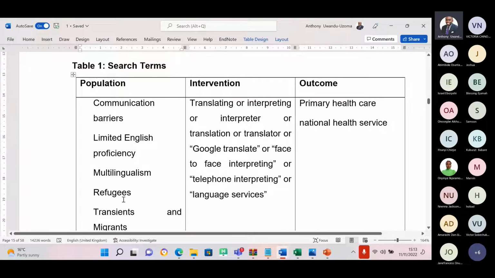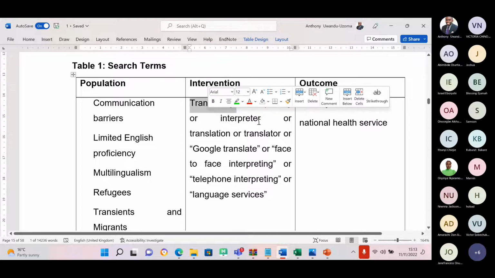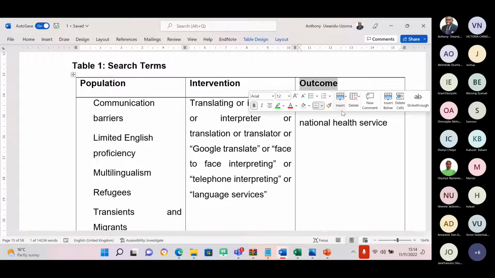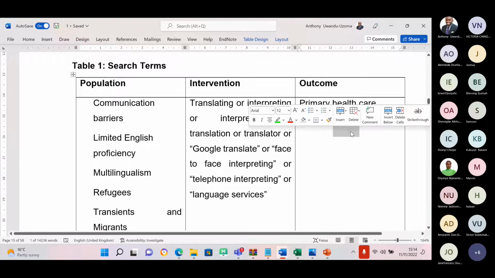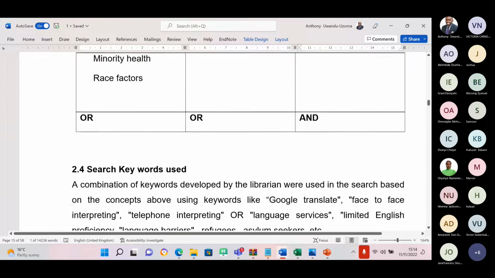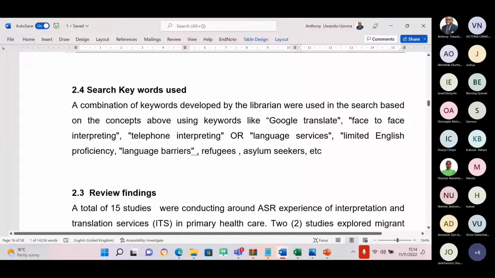okay, that is refugees, transients, people that have communication barriers. Now the intervention is what? Translation and interpretation services. These are the keywords I got from reading systematic reviews. Okay. What was the outcome? My outcome was primary health care service. So I now combine them after all those things.